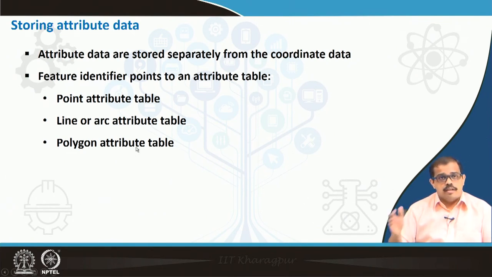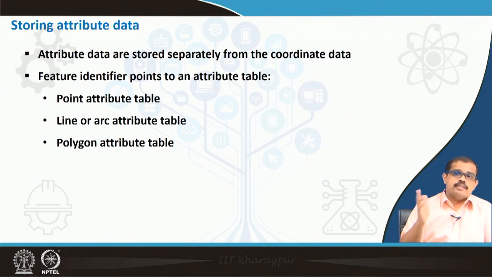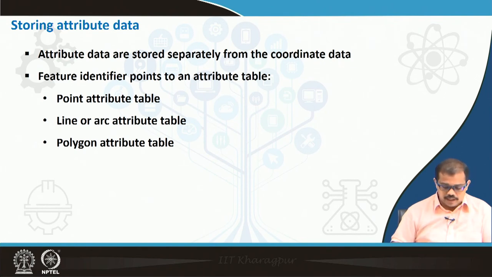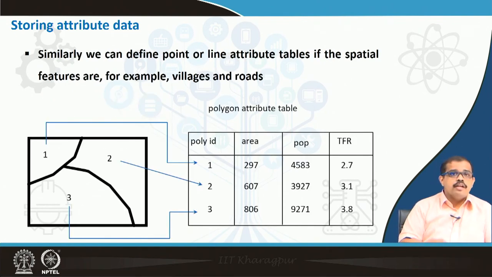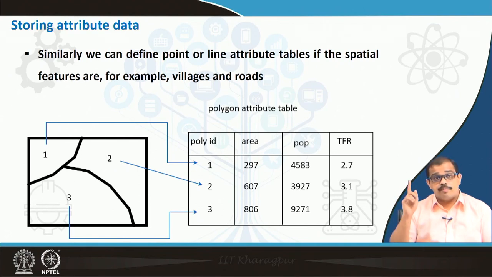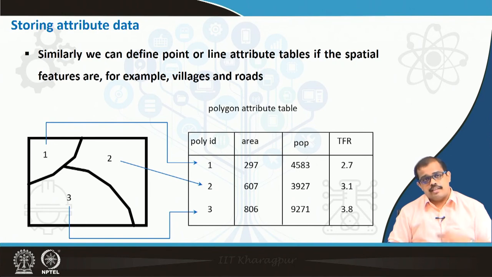There is a point attribute table, a line or arc attribute table, and a polygon attribute table. Each of these would have a separate attribute table connected to it. Similarly, we can define point or line attribute tables if the spatial features are, for example, a village, a road, etcetera.